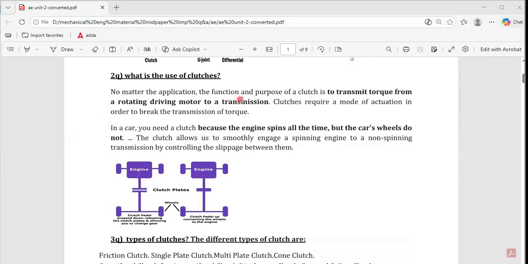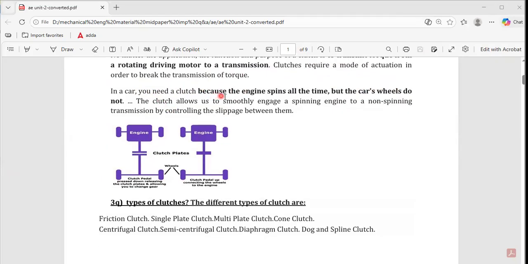No matter the application, the function and purpose of the clutch is to transmit torque from a rotating driving motor to a transmission. So rotating drivers are used inside the transmission system. You have to engage and disengage the rotating materials in order to get the power from the engine. The power is inside, and you have to bring it outside and transfer it to the wheels. A clutch requires a mode of actuation in order to break the transmission of torque.